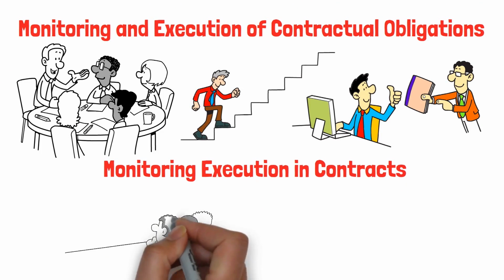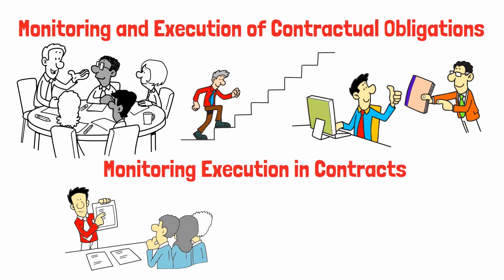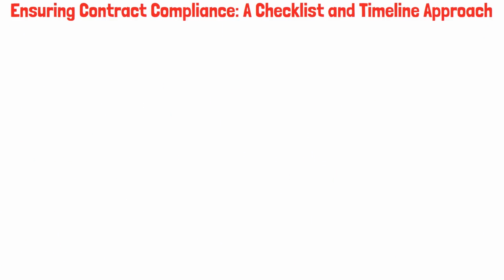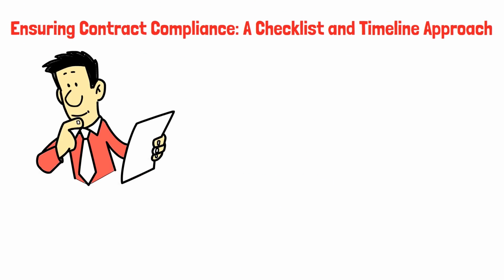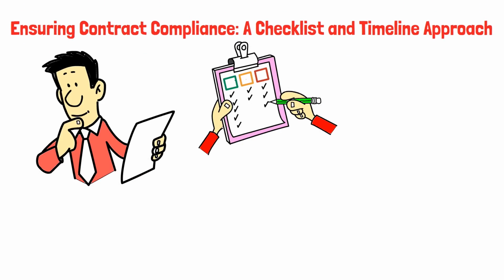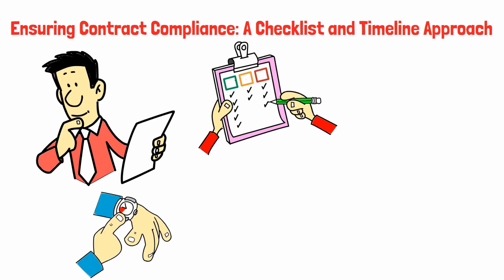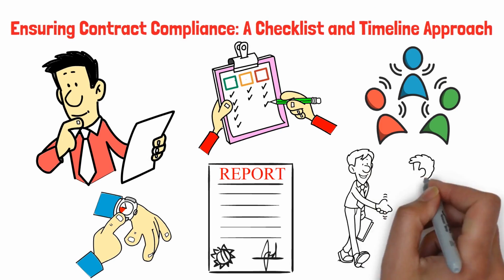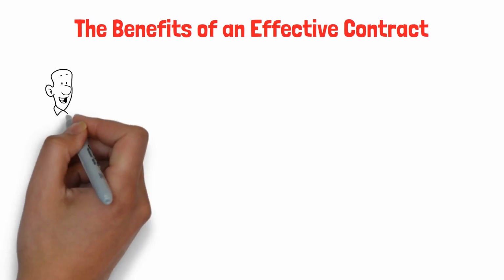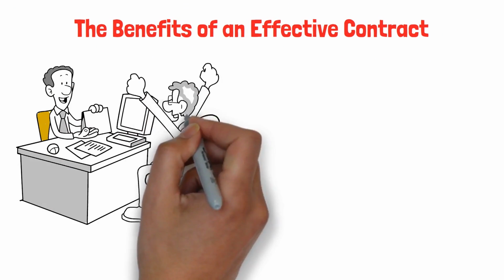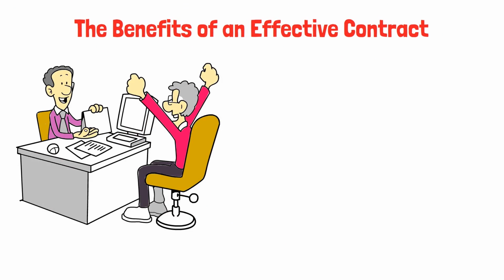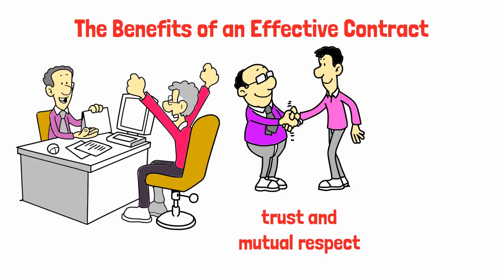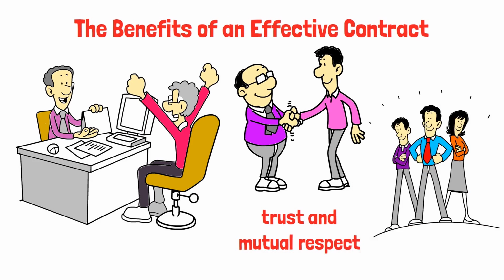Execution refers to fulfilling the obligations set out in the contract, while monitoring involves ensuring that both parties are meeting their obligations. To effectively execute and monitor a contract, both parties should create a checklist of their obligations and set timelines for completion. Regular communication and progress reports can also help ensure that both parties are on track. When a clear and concise contract is executed and monitored effectively, both parties can benefit. They can build a strong business relationship based on trust and mutual respect, leading to future collaborations and success.